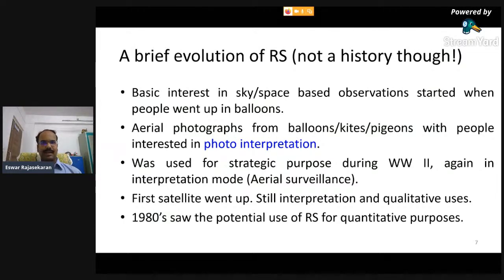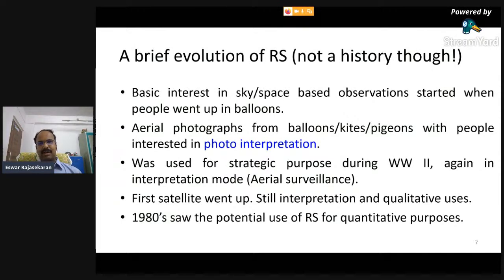And later during World War II, people used to collect photographs over strategic enemy locations and use them for their warfare purposes. After this only, people understood the real potential of application of remote sensing, and then people started sending satellites up into space.